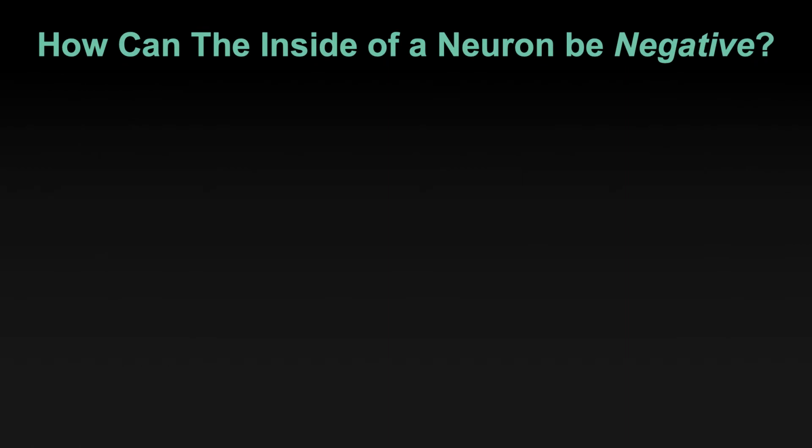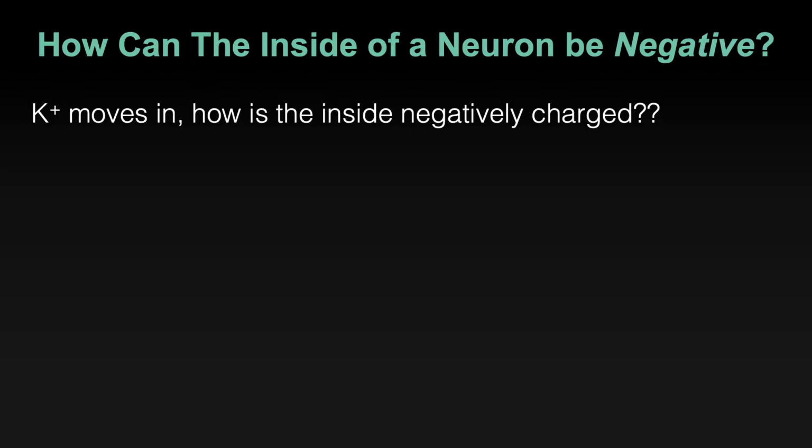How is it possible the inside of a cell is negative? This is a fundamental question in trying to wrap your head around this idea. It seems weird that the inside of the cell has a negative charge, because after all, there's positively charged things inside, right? Potassium moves in. There's potassium inside. It has a positive charge, and there's lots of it there. How is it that the inside of the cell is negative?